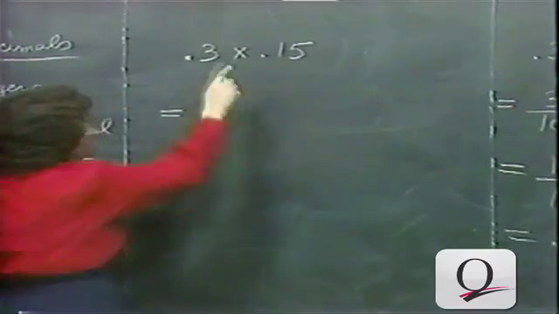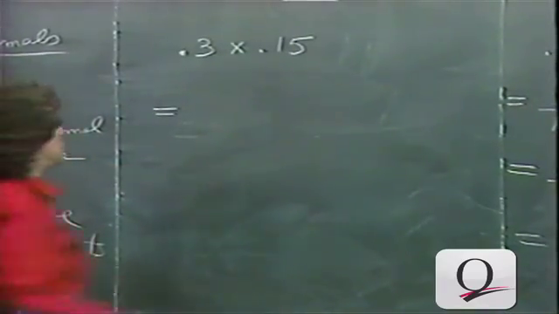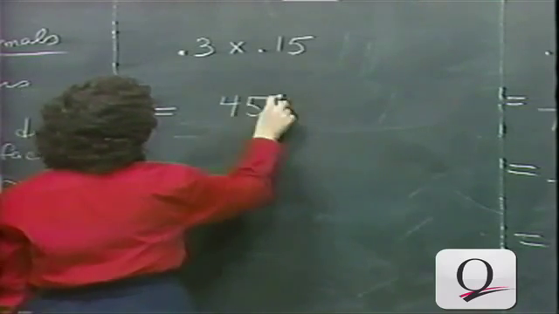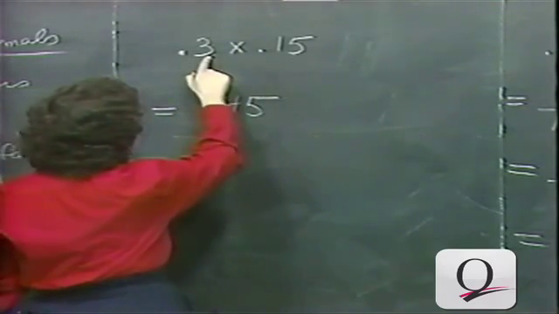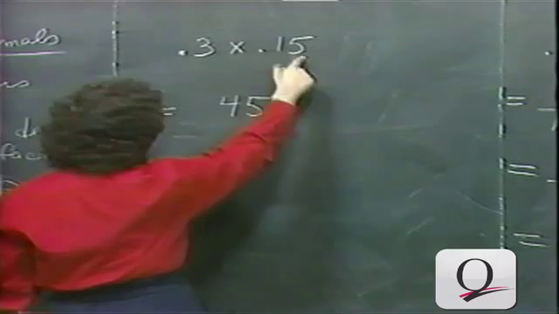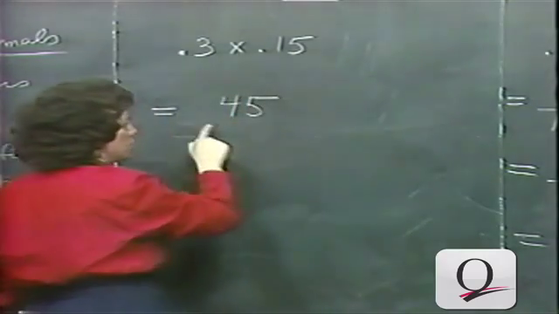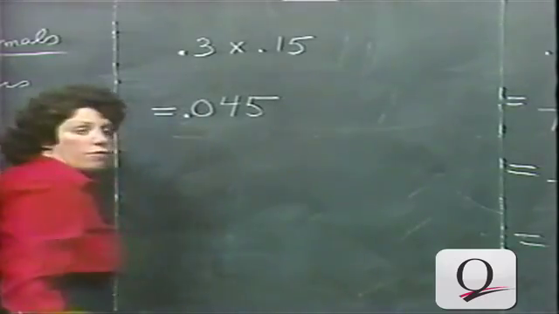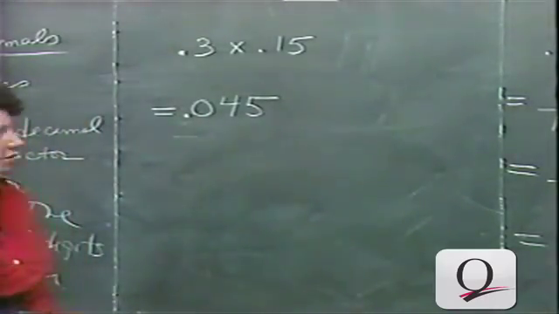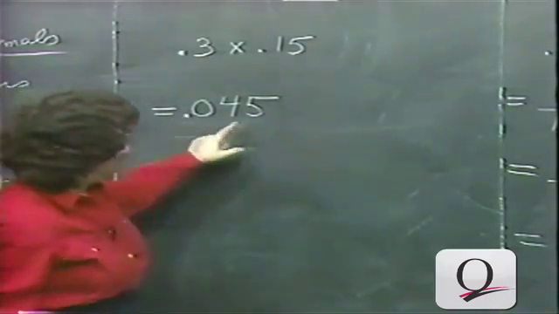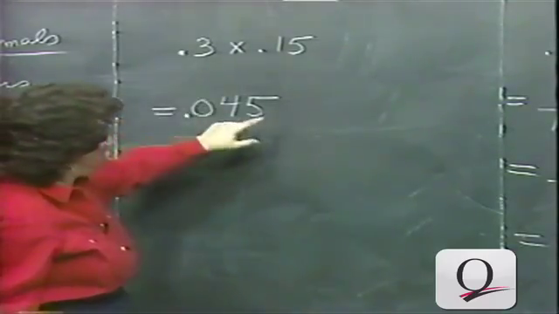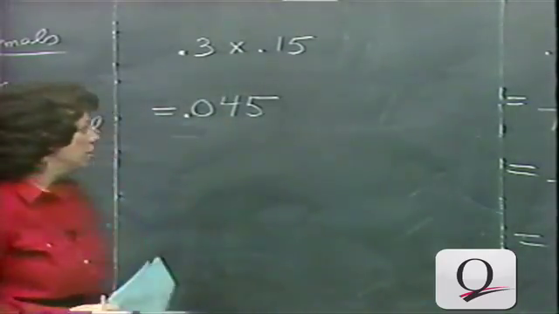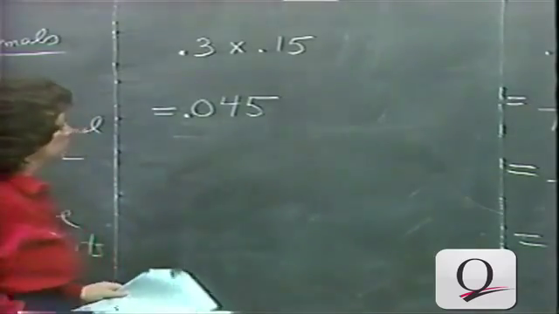You simply multiply as if they were integers. 3 times 15 would be 45. And say that this has 1 decimal digit, this has 2 decimal digits, 1 plus 2, 3 decimal digits in the answer, so it has to be 0.045, or 45 thousandths. It has to have 3 in the answer. So we had to put a 0 in to hold that place here.